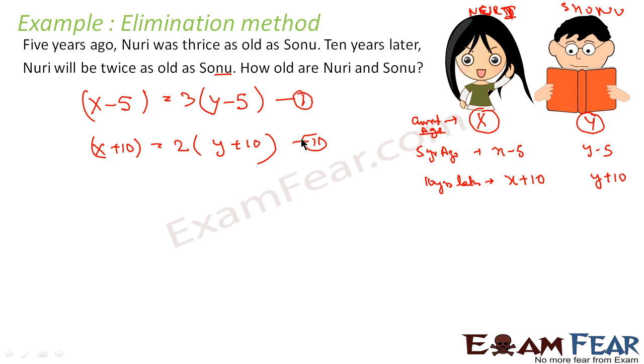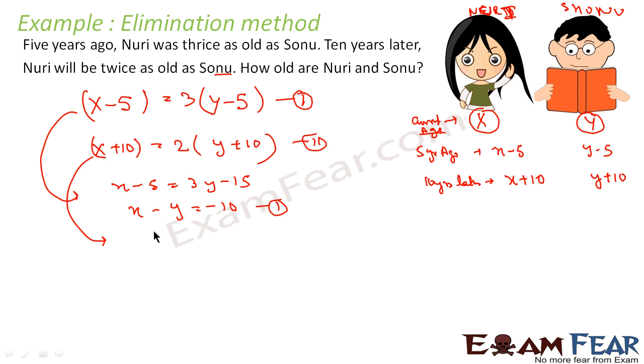Let's simplify this. The first equation becomes X minus 5 is equal to 3Y minus 15, or we get X minus 3Y is equal to minus 10. This is my equation number 1. For equation 2, what we get is X minus 2Y is equal to 20 minus 10, that is 10. That is equation 2. If you see in these two equations, the coefficient of X is the same.